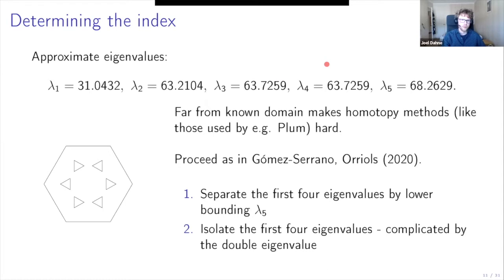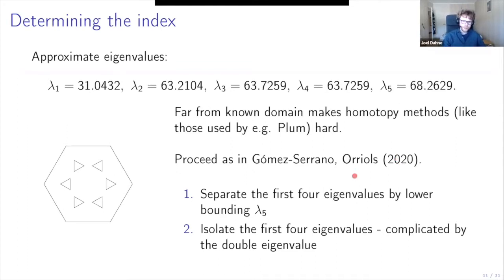So there are different methods for determining the index. One very nice way is to work with homotopy methods, like those used by Plum, for example. And they usually work very nicely when you can use them. But in our case, our domain is very far from any domain where we know the eigenvalues. So it would be hard to do some sort of homotopy method, because we need a starting domain where we know the eigenvalues exactly, and in our case we don't have that. So it would be hard to work with these methods. Instead, we use the same method as Javier and Gerard did in their paper. So we're basically following what they did.